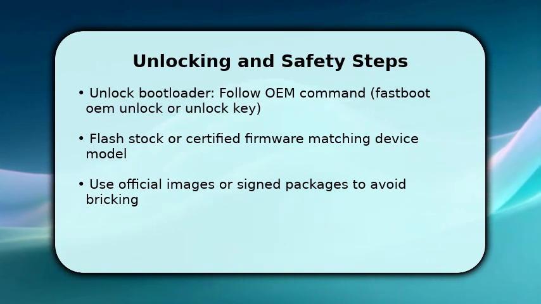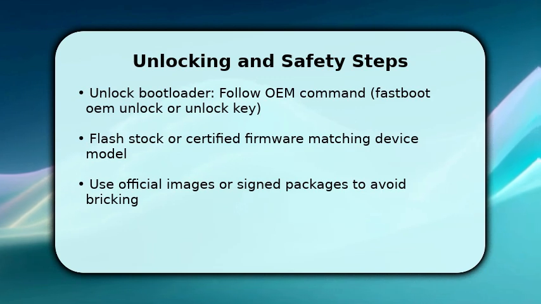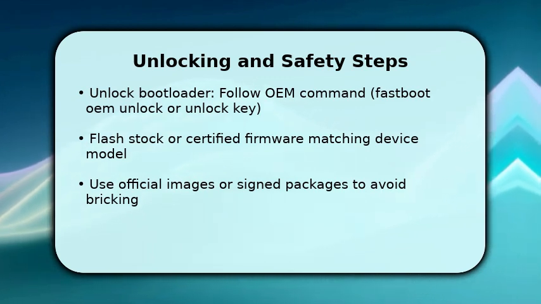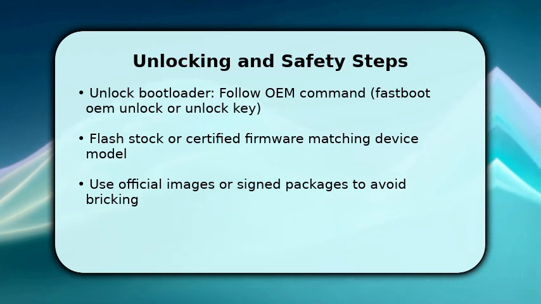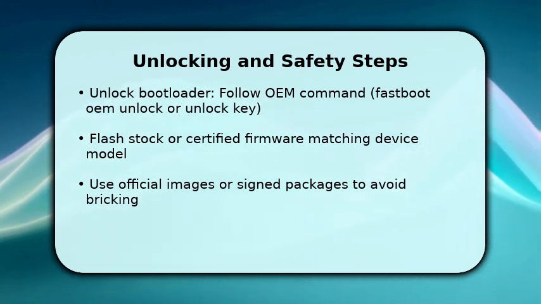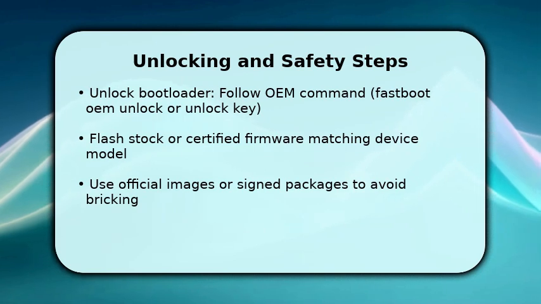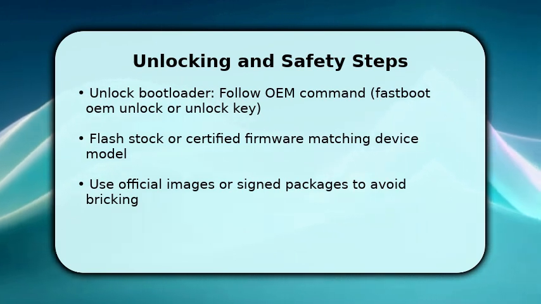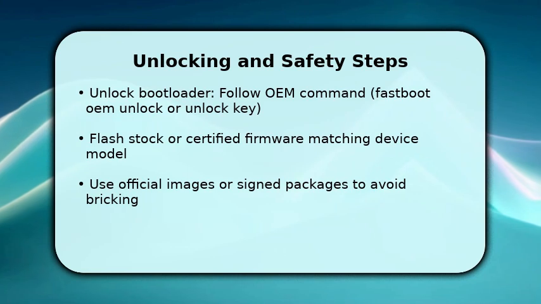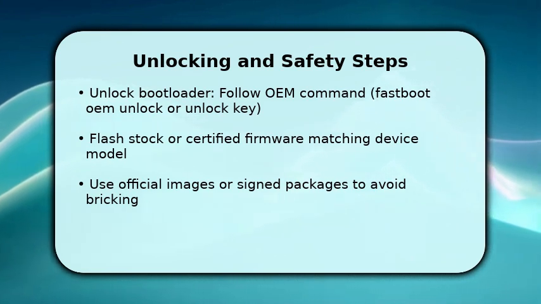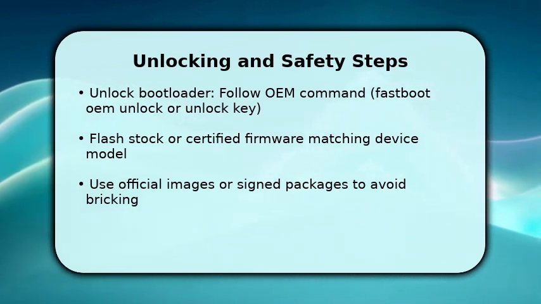Use fastboot to unlock the bootloader following the OEM method. This is necessary to flash a certified image. Once unlocked, download the exact factory or certified firmware for your model and verify file names and checksums so you don't mix variants.